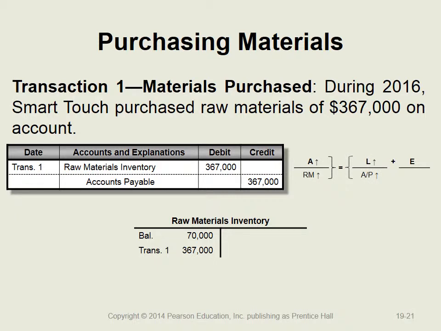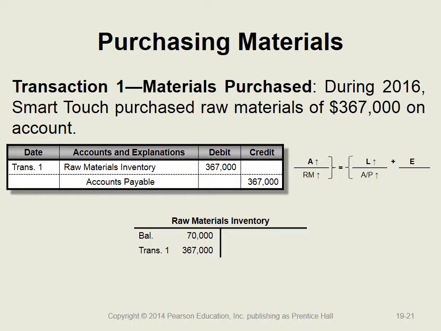This is the product cost that accumulates in the raw materials inventory account. Raw materials inventory is debited to increase the asset account. Accounts payable is credited to increase the liability account. It is important to note that SmartTouch's raw materials inventory is the general ledger account. SmartTouch also has a subsidiary ledger for raw materials.